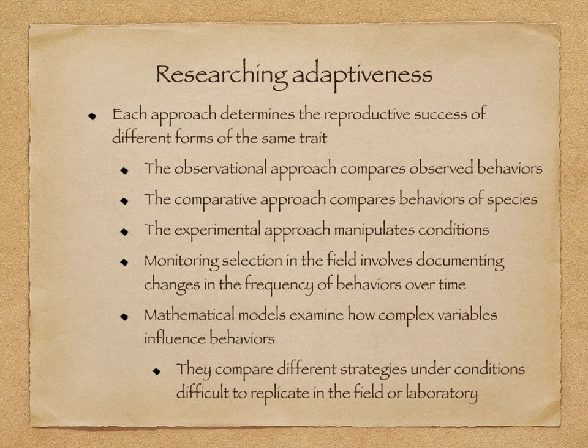So when we're researching adaptiveness, we're basically going to take those 3, observational, comparative, and experimental, but we also might be monitoring selection in the field over time, documenting changes in the frequency of behaviors. This is what Darwin did in the Galapagos Islands. Or we could put all of the variables into mathematical models and take a look at how different variables change populations, speeding up generational change over time. We can't take into account all potential variations with mathematical models, but we can do a lot.